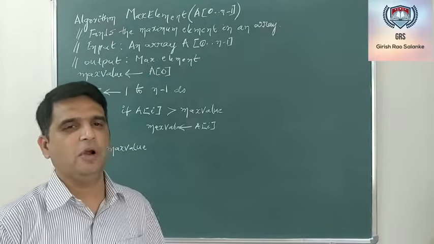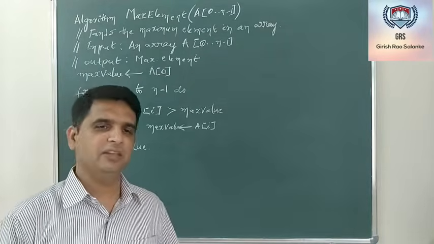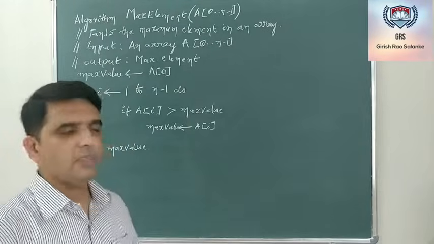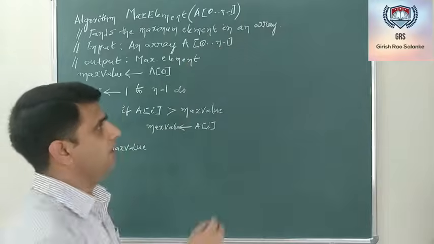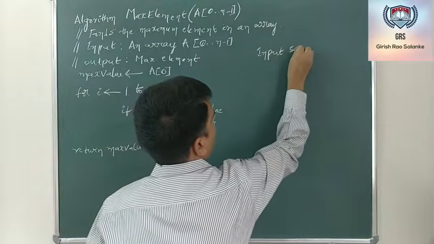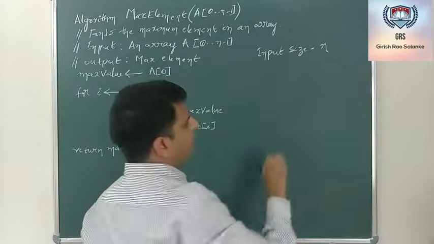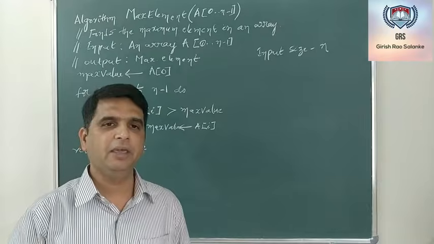Now how do we find the time complexity of this algorithm? Go back to the generalized steps. The first step was to identify the input size. Here the input size is n. I can denote the input size as n. What was the second step? The second step was we need to identify the basic operation.